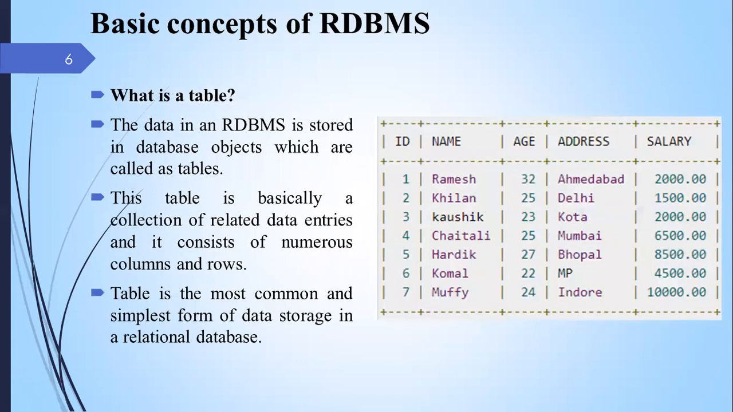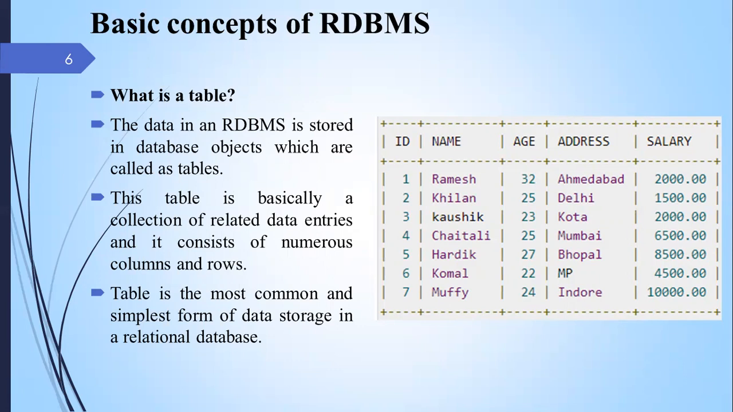What is a table first of all? We are well aware of the table. The data in the RDBMS is stored in database objects which are called tables. This table is basically a collection of related data entries, and it consists of numerous columns and rows. It may be possible there are n number of columns and n number of rows.